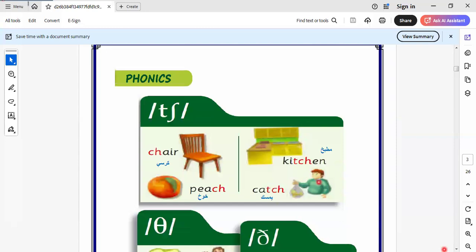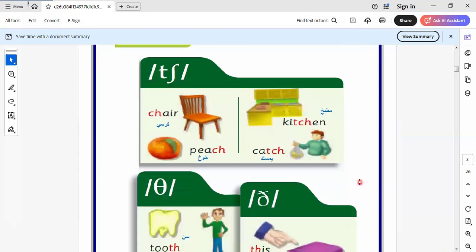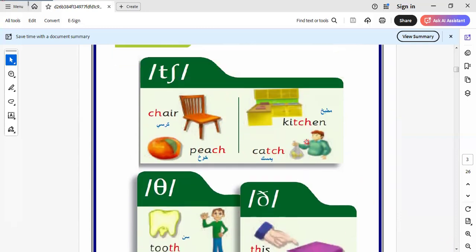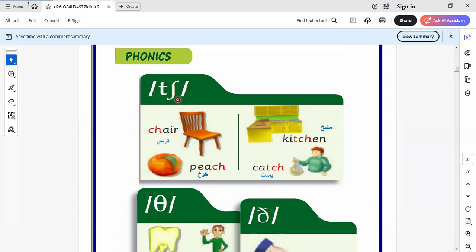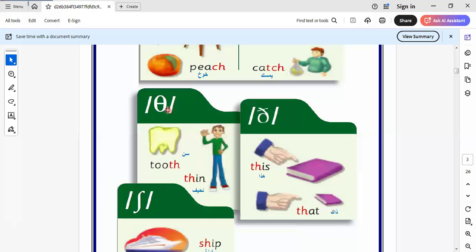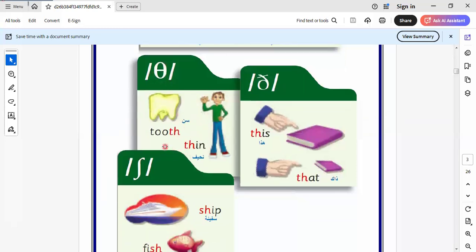Okay. Here is some phonics. Let's learn it together. We say chair. This is the pronunciation of chair. Chair, peach, kitchen, catch. We have here chair, peach, catch, and kitchen. This is the pronunciation of the symbol. We can look up this symbol in the dictionary. Another symbol, we can also look up in the dictionary. If you have a dictionary, you can look up and know how this symbol is pronounced.